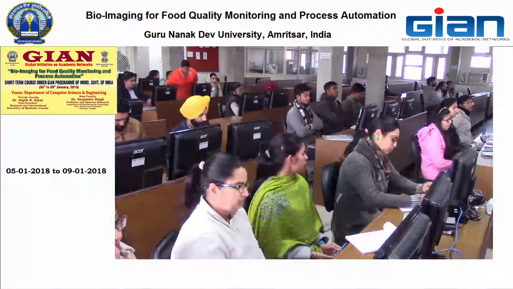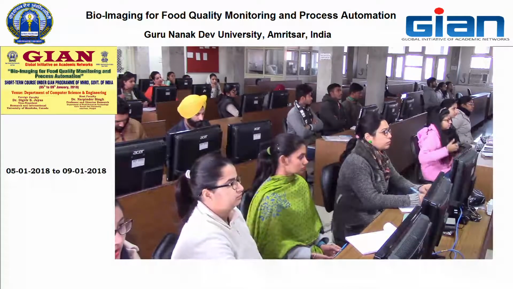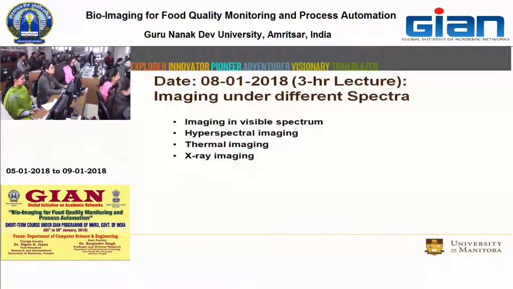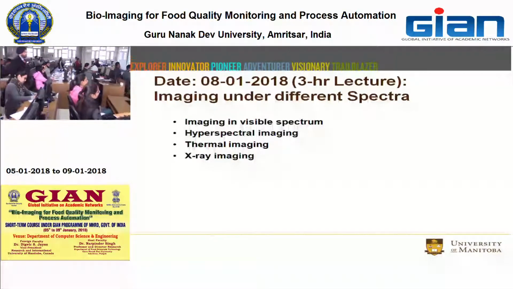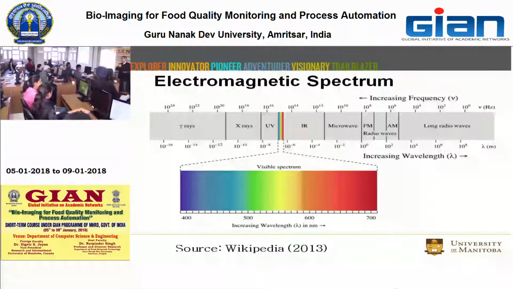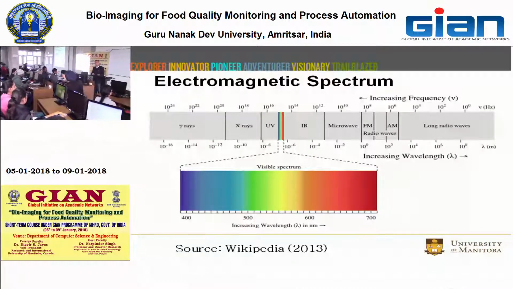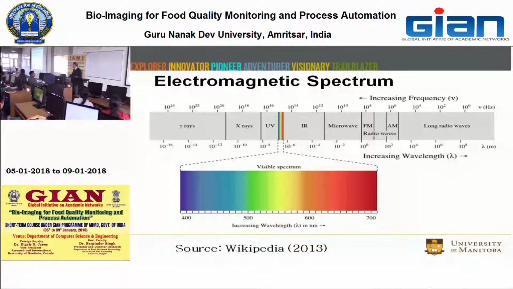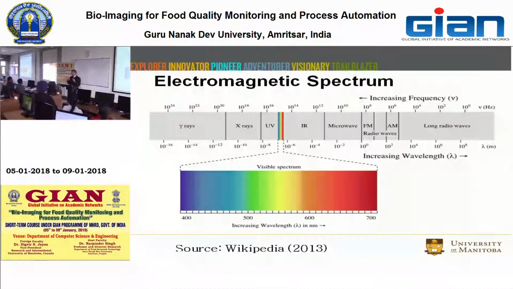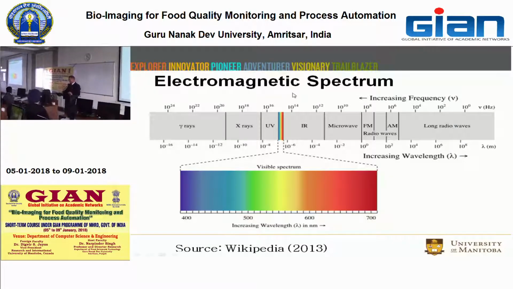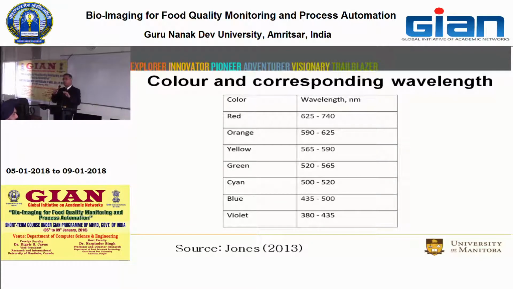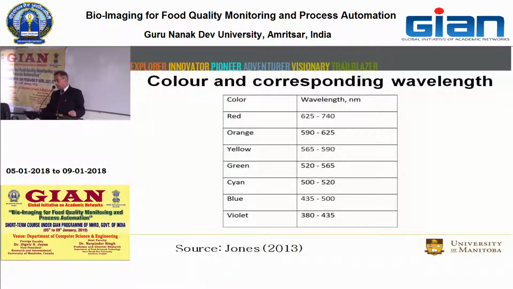Okay, so because many of the students have joined late, I will go very quickly from the beginning and not take the same amount of time. Today's lecture we are covering is image processing, or looking at the samples in four spectra: the visible spectrum, which is 400 to 700 nanometers, which is what human beings see. Then we will look at X-ray, thermal imaging, and hyperspectral imaging. So this is the visible spectrum, 400 to 700 nanometers.